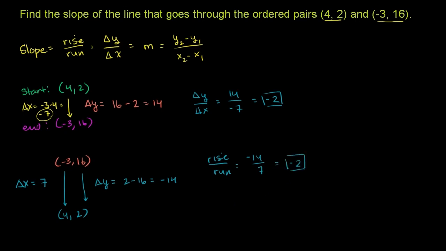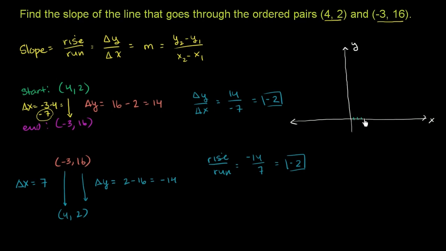And let's just visualize this. Let me do a quick graph here just to show you what a downward slope would look like. So let me draw our 2 points. This is my x-axis. That is my y-axis. So this point over here, 4, 2. Let me graph it. We're going to go all the way up to 16, so let me save some space here.